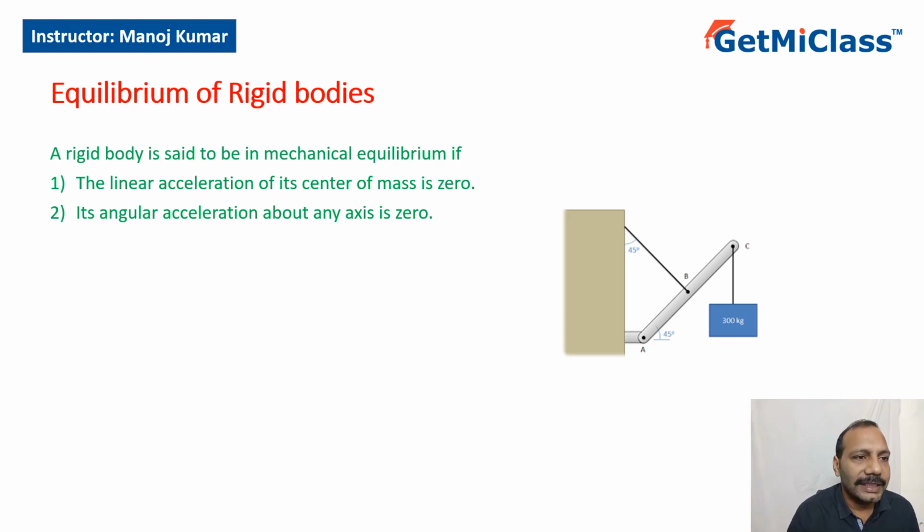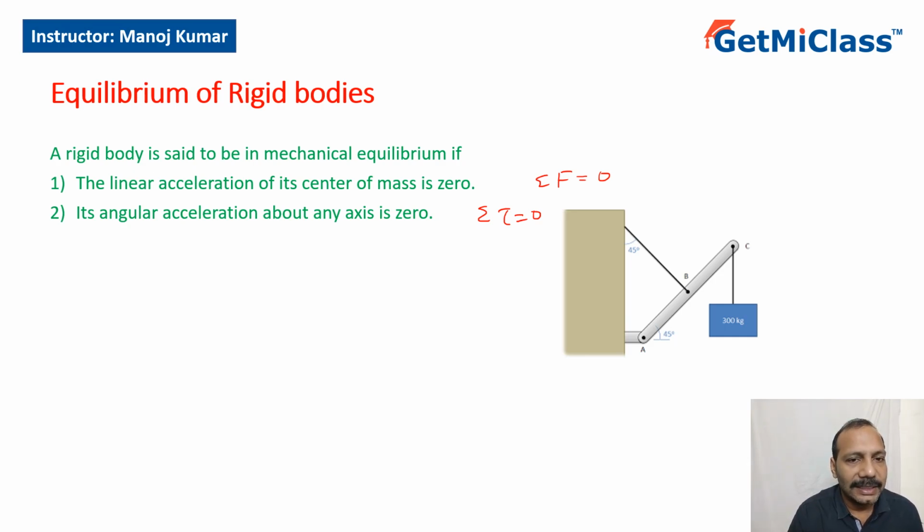Now what would happen if the net external torque acting on it becomes zero? First thing is the linear acceleration of its center of mass is zero. Now the linear acceleration of the center of mass is zero under what condition? If the net external force acting is equal to zero. Its angular acceleration about any axis is zero. This is under what condition? Net external torque is zero. So the condition required for a rigid body to be in equilibrium is what? The net external torque acting on the body should be zero and the net external force acting on the body should be zero.